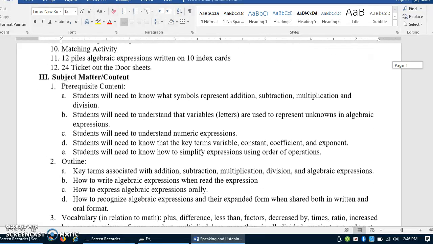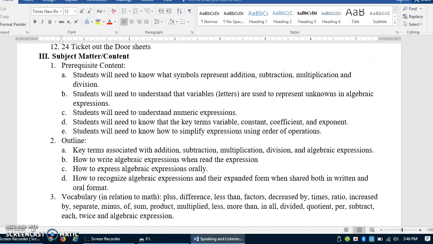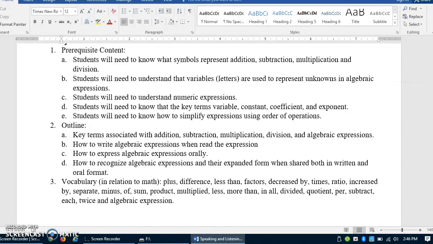Before this lesson, students would need to know what symbols represent addition, subtraction, multiplication, and division. They would also need to understand that variables are letters that are used to represent unknowns in algebra. Students would also need to understand numeric expressions. Students need to know the key terms: variable, constant, coefficient, and exponent. Students need to know how to simplify expressions using order of operations.